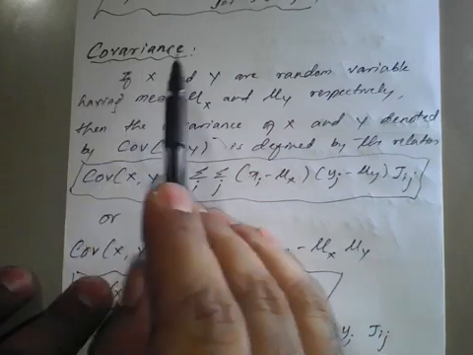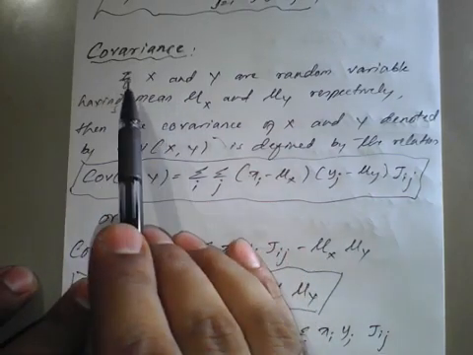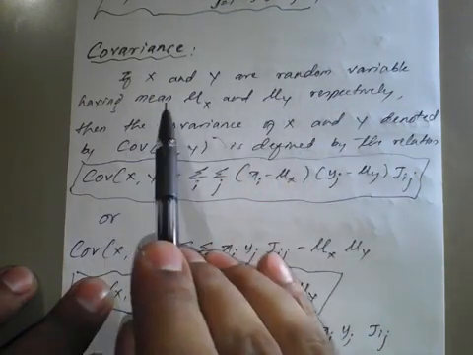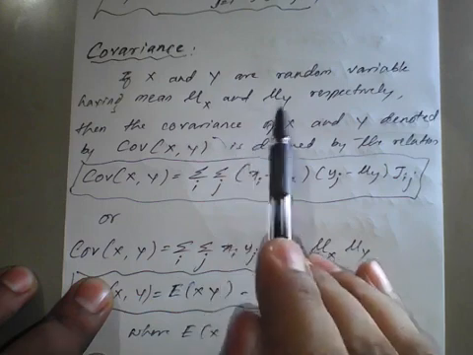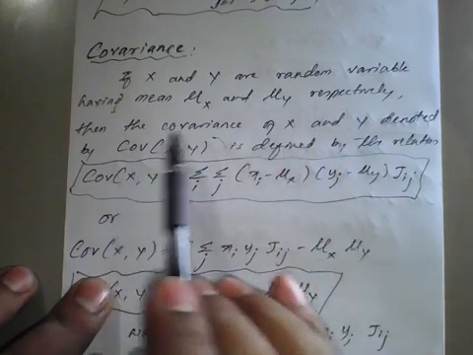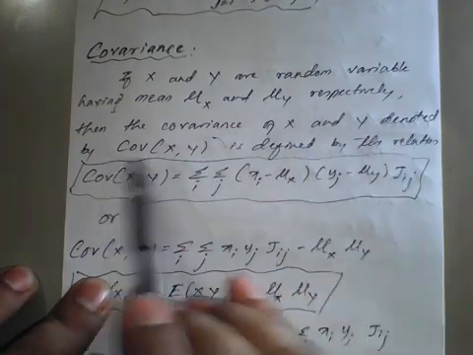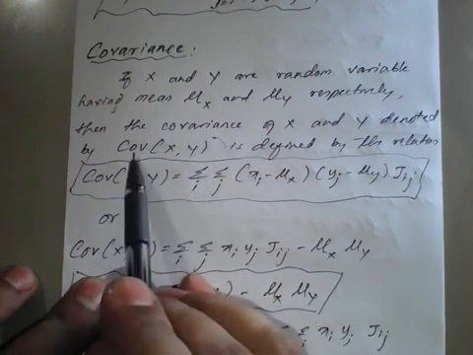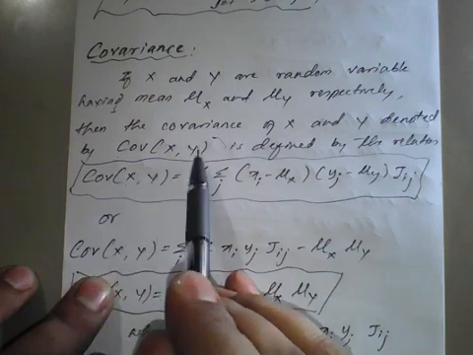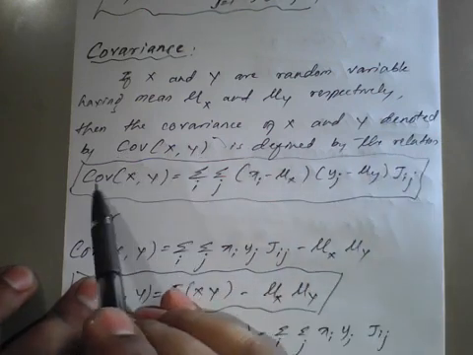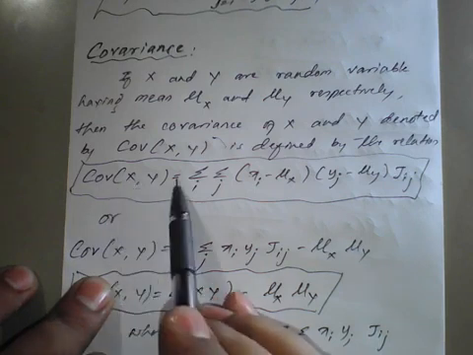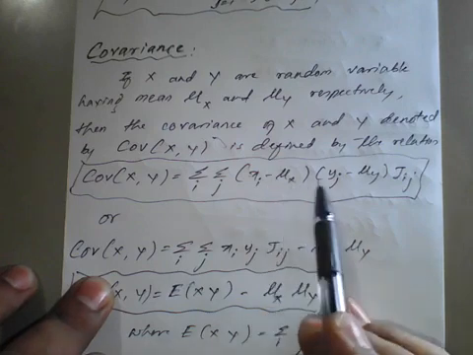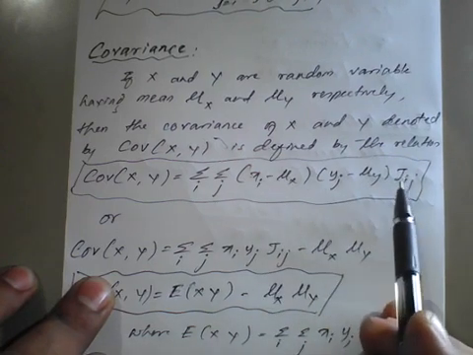Similarly, what is the covariance, we'll see now. Covariance is given as follows: if capital X and capital Y are random variables having means mu of x and mu of y respectively, then the covariance of x and y, denoted by COV of capital XY, is defined by the relation COV of xy is equal to summation over i, summation over j of (xi minus mu x) into (yj minus mu y) into f of ij.